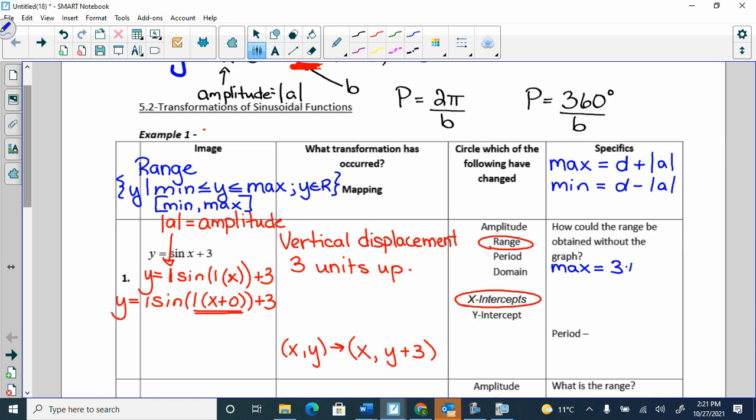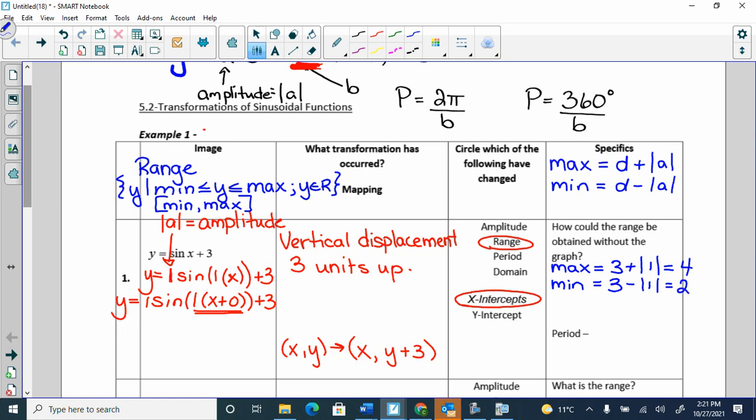3. What's my A? 1. So it's the absolute value of 1, which is redundant, but nonetheless. 3 plus 1 is 4. Boom. Okay. My min is the D value, my midline, 3, minus the absolute value of A, 1, and it's a 2.